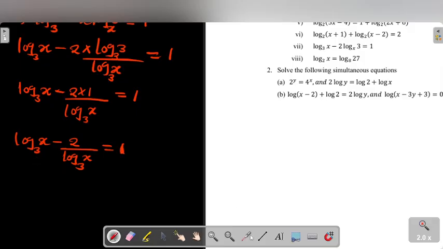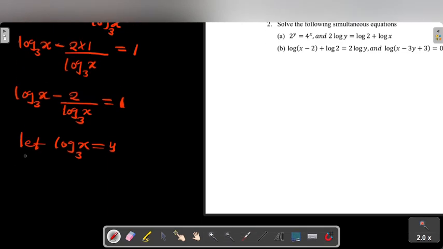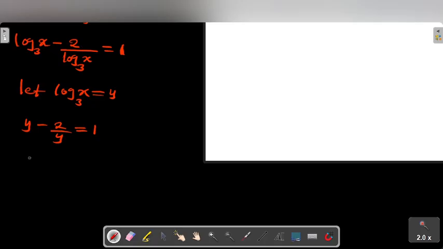Since we have a log of x base 3, even here we have a log of x base 3, we are going to use the substitution method. We let log of x base 3 be any variable, so we use y, meaning that where there is log of x base 3, we'll put a y. So we have y minus 2 over y, and this will be equal to 1.